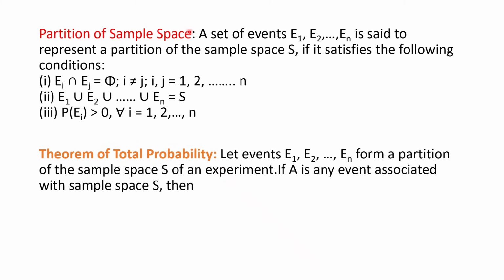First of all, understand the partition of the sample space. In that example, I said B1, B2, B3 and B4. So a set of events E1, E2, E3 up to En is said to represent a partition of the sample space if it satisfies the following conditions. Number one, their intersection is phi. Just now I told you B1, B2, B3, B4 are the four partitions and their intersection was phi. And their union will give you the sample space, means B1 union B2 union B3 union B4 gives the sample space. And their probability is also greater than 0, okay? Non-zero, lying between 0 and 1.